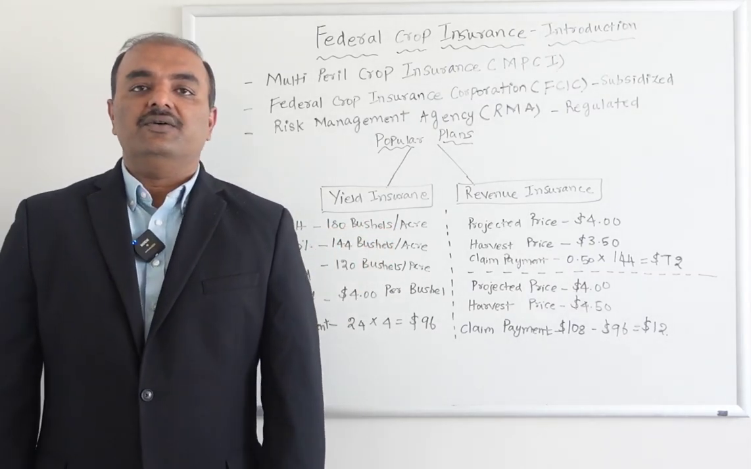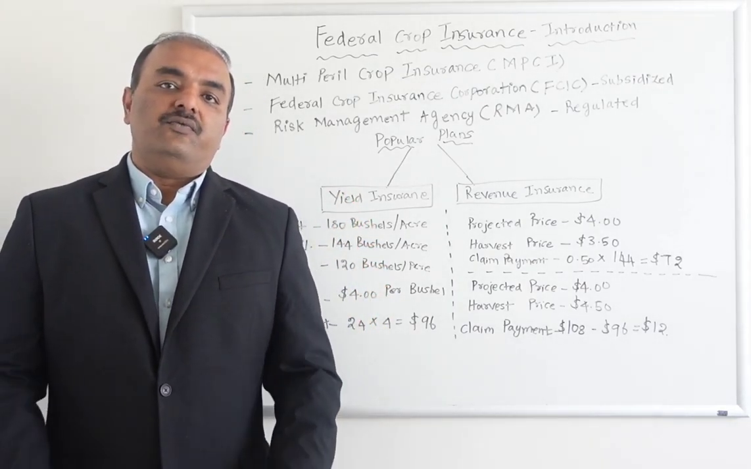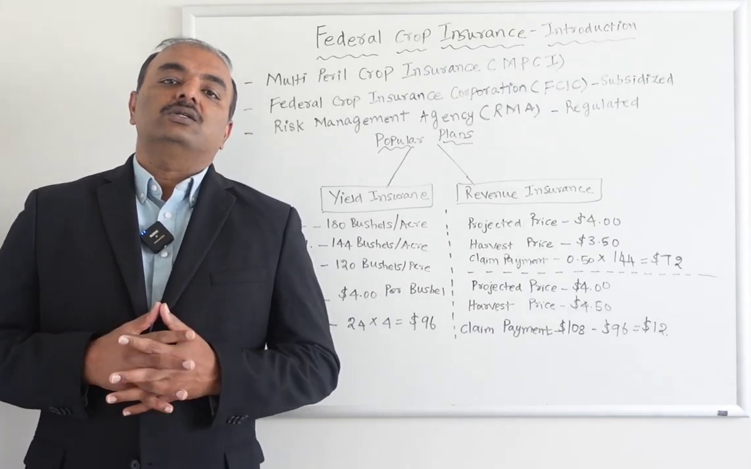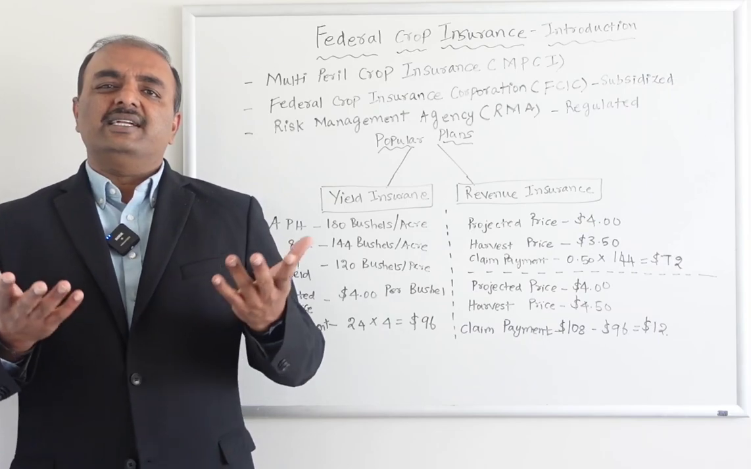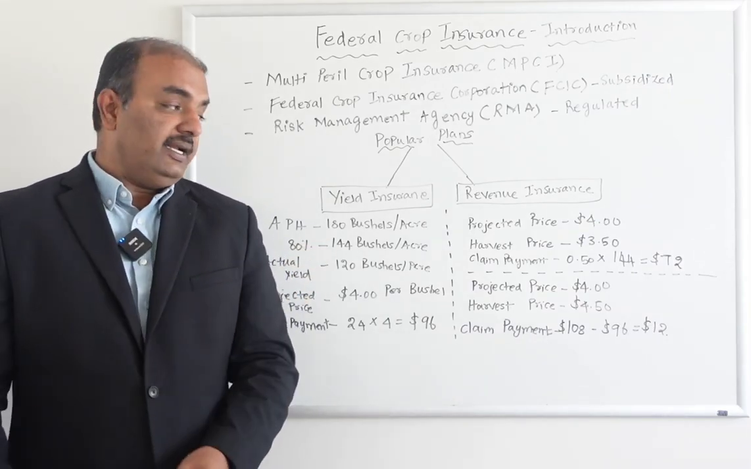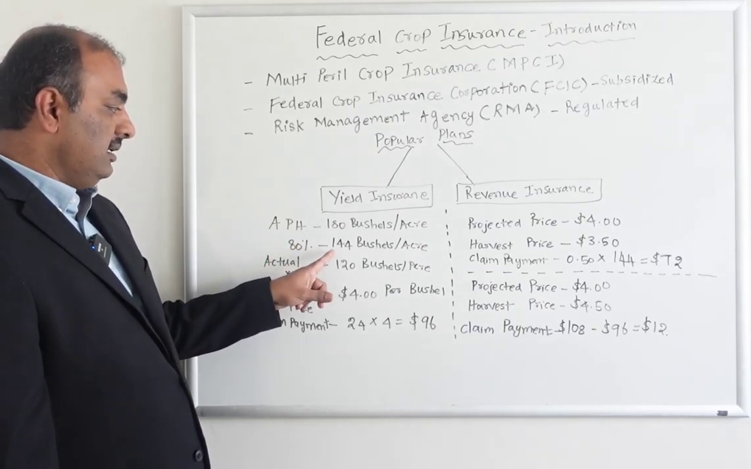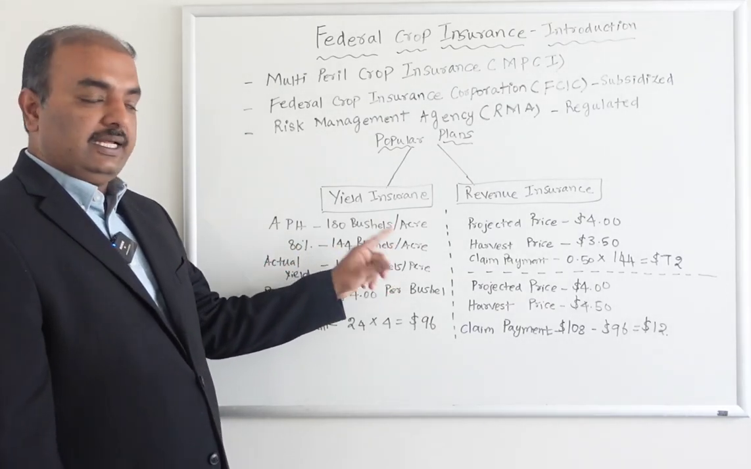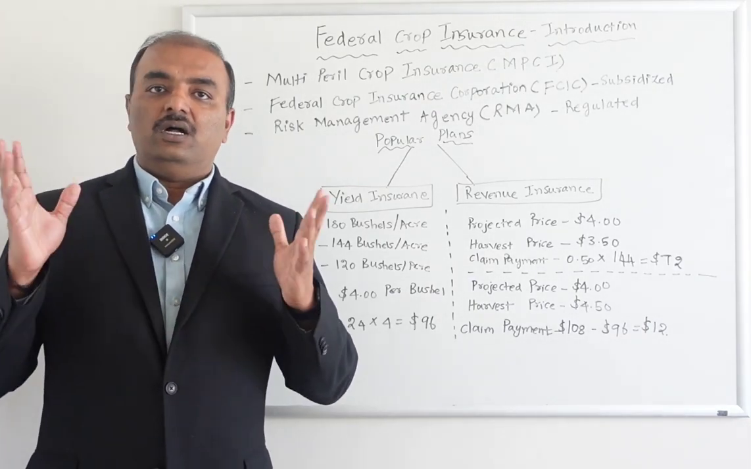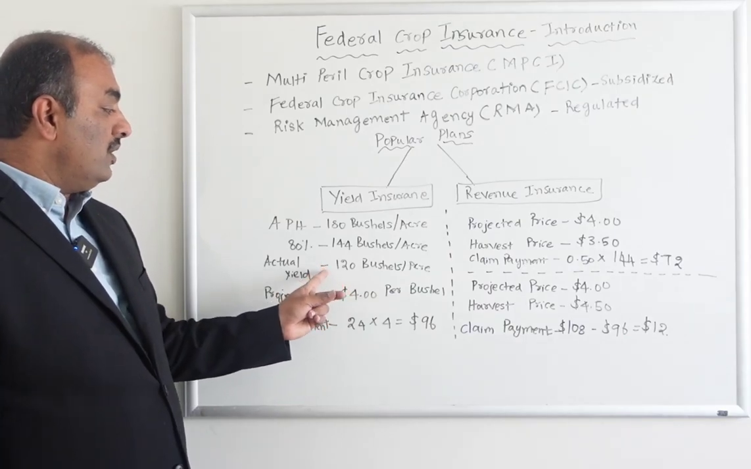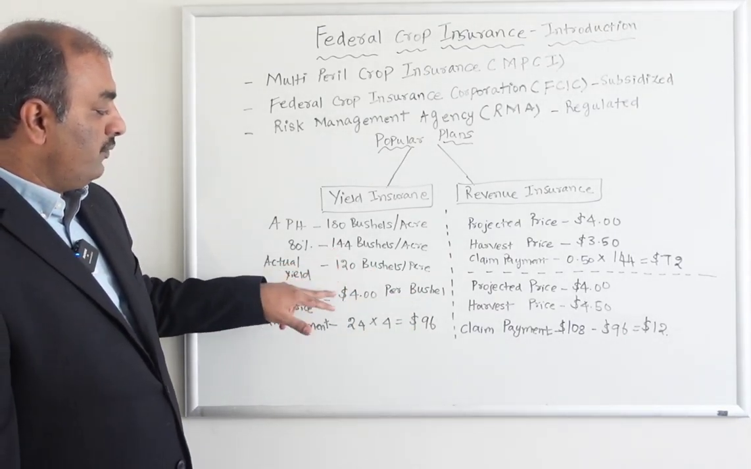Now, the insurance coverage goes from 55% to 85%, which means the farmers can elect the total percentage that they want to insure for. The remaining 20% is going to be like a deductible. They have to put some money from their end. So in this example, the farmer has selected 80%, which is nothing but 144 bushels per acre. Now the actual yield, due to some unavoidable reasons, was only 120 bushels per acre, which means there is a difference of 24 bushels.